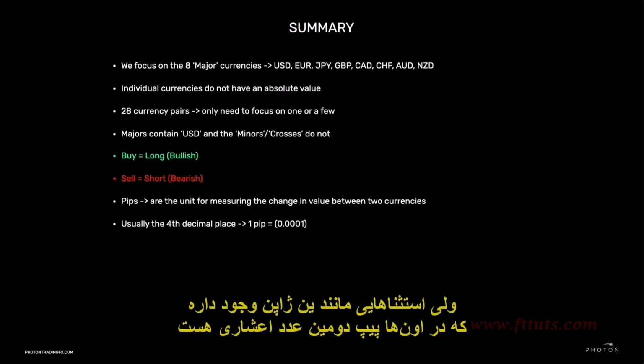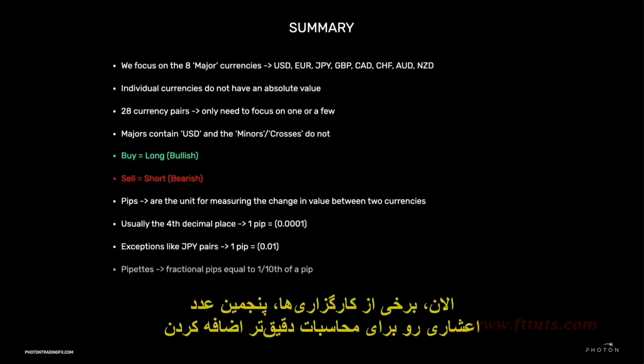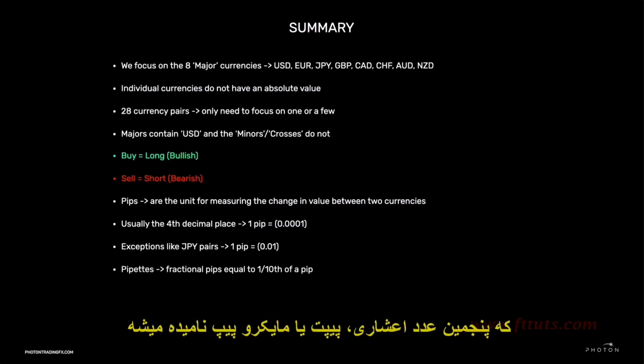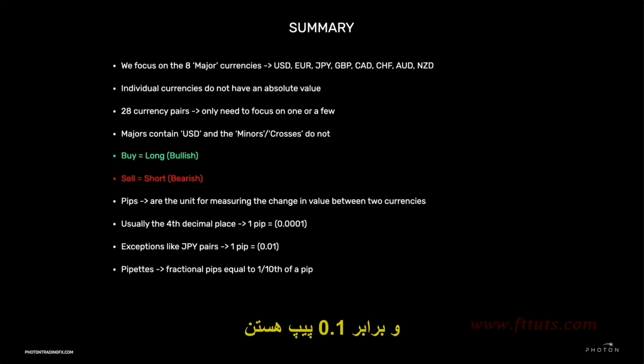Pips are the unit for measuring the change in value between 2 currencies, which are usually the 4th decimal place, but there are some exceptions like the Japanese yen pairs where a pip is the 2nd decimal place. Some brokers now quote currency pairs to 5 decimal places for added precision, where the 5th decimal place is called a pipette or micropip, and this is equal to 1/10 of a pip.